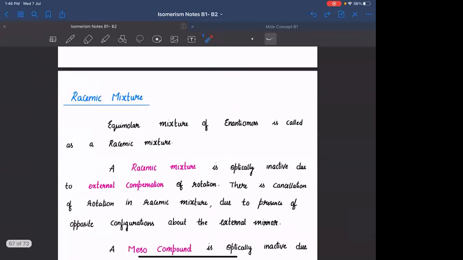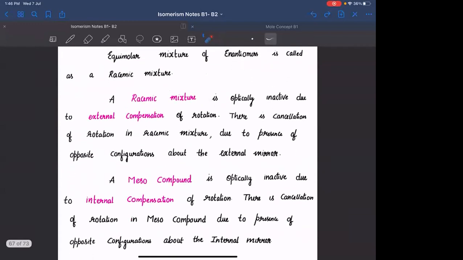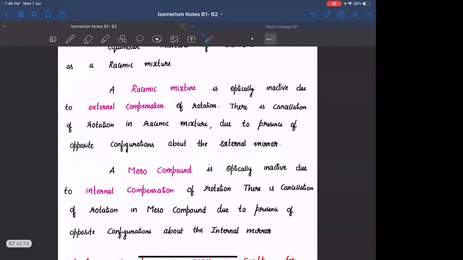Okay. So such a mixture is called as racemic mixture. यहाँ पे लिखा है equimolar mixture of equal concentration. Equimolar mixture of enantiomers is called as racemic mixture. Clear, everyone? Okay. यहाँ पे definition लिखा है. Everyone concentrate here. A racemic mixture is optically inactive due to external compensation of rotation. There is cancellation of rotation in racemic mixture due to presence of opposite configurations about the external mirror.